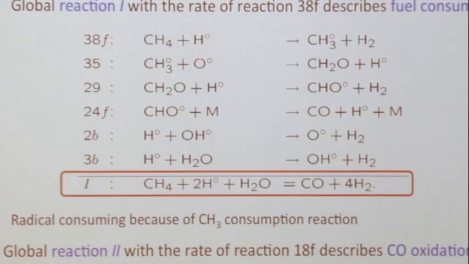And you see we have O here, so we want to convert all the radicals back to H radical. And so we just add these two steps, which are also very fast. And if you just add the left and the right sides up, you cancel out what's both on the left and the right. This is what you get. Methane plus 2H plus water goes to CO plus 4H2.